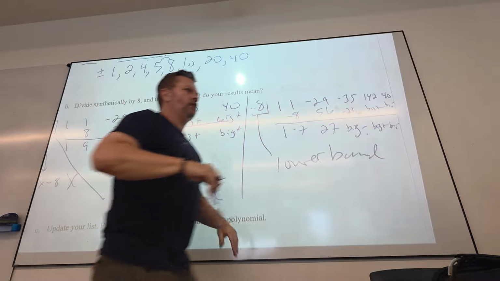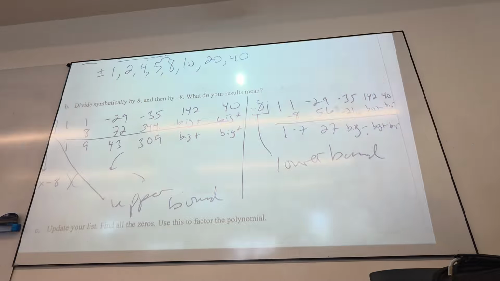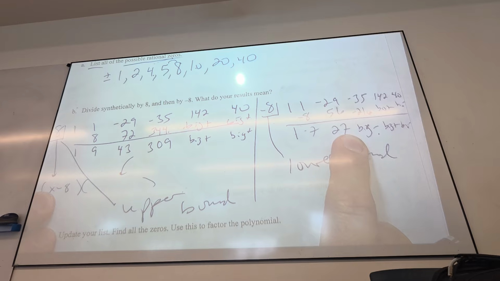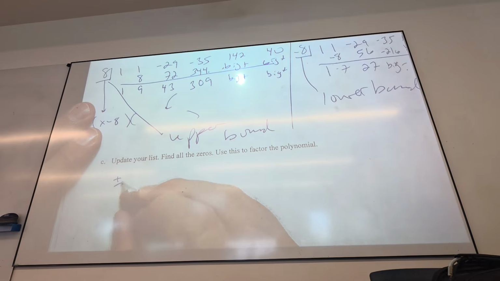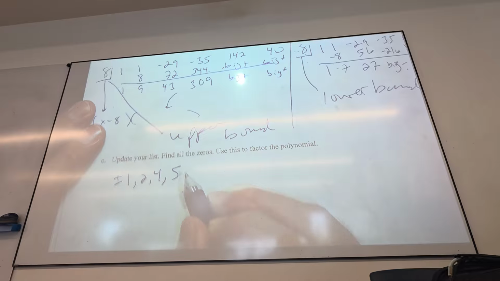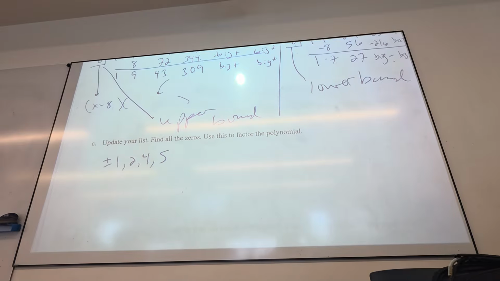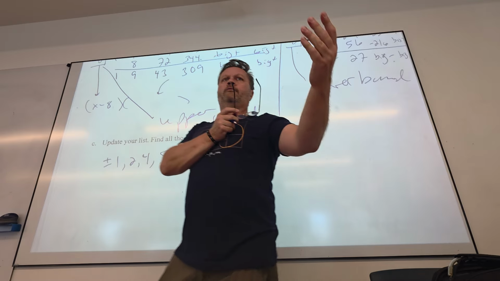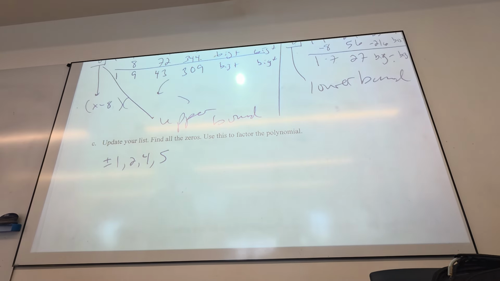So can somebody help me rewrite my list using what we know now? Everything between negative 5 and 5. Yes, 1, 2, 4, 5. So my list went from 16 possibilities to 8. And Descartes' rule of signs didn't help us at all, but we still managed to get it cut in half.